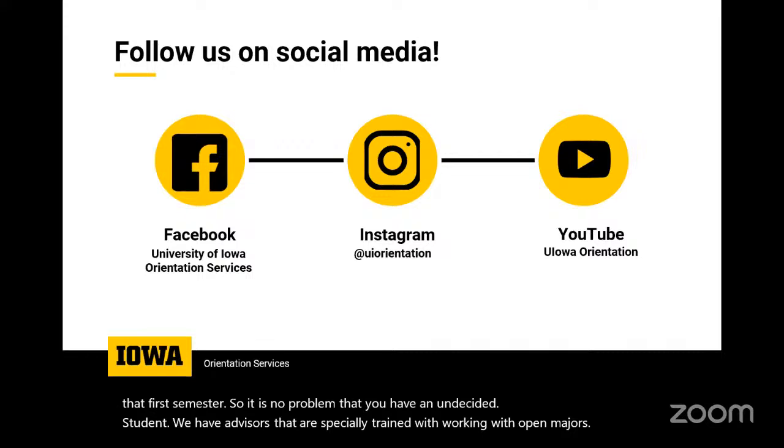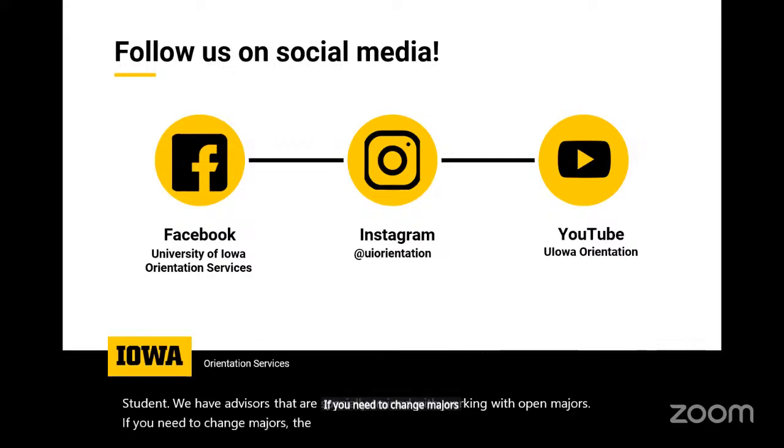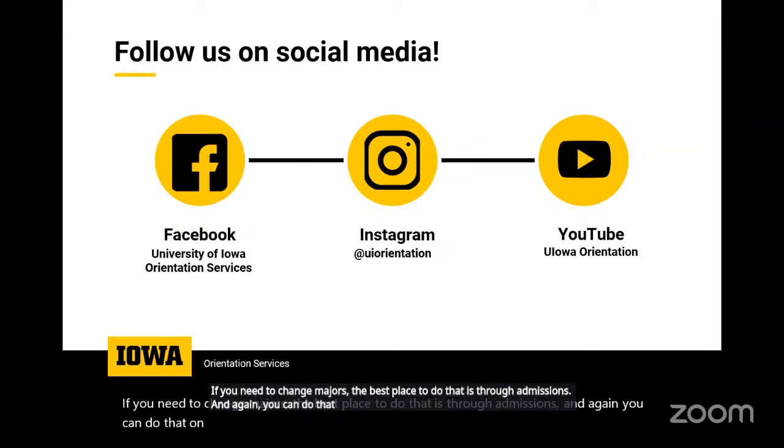If you need to change majors, the best place to do that is through admissions. And again, you can do that on your admissions profile. If you have questions about that, you can call your admissions counselor or call the main admissions phone number.